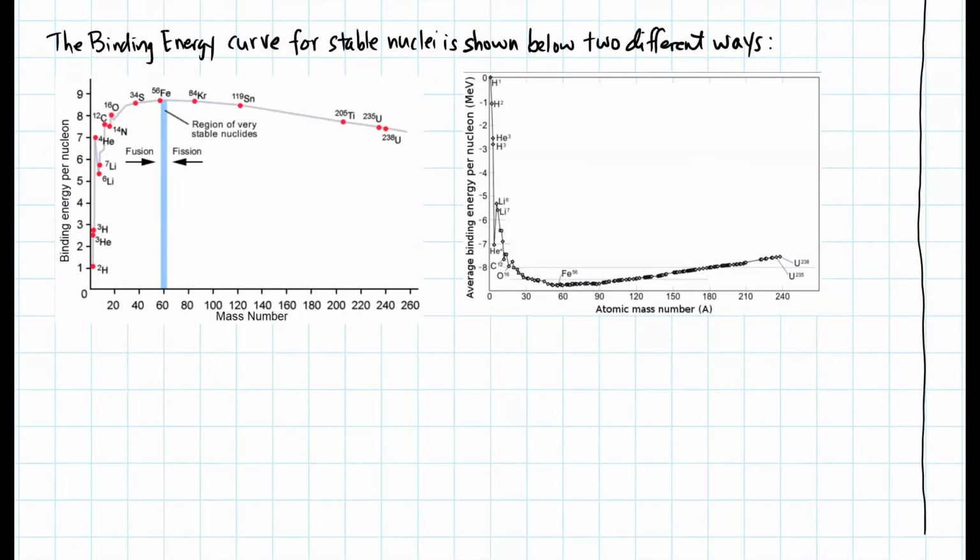The binding energy curve for stable nuclei is shown below two different ways. On the left, you see that the curve curves upwards, whereas on the right, it curves downwards. It turns out that binding energy is negative, and the one on the right is actually the more correct one. This one, although it's correct, doesn't have the right direction.